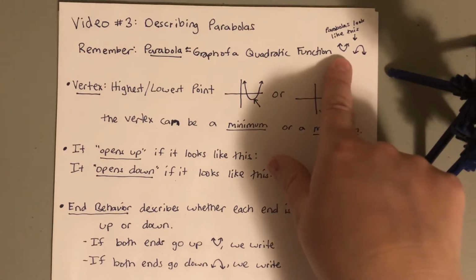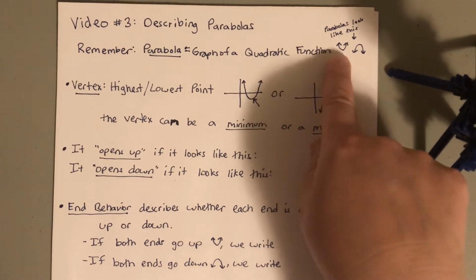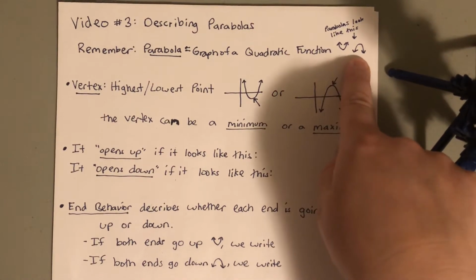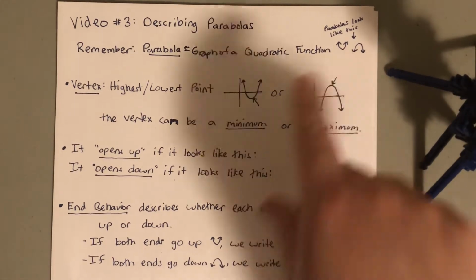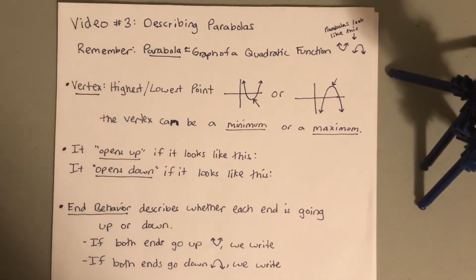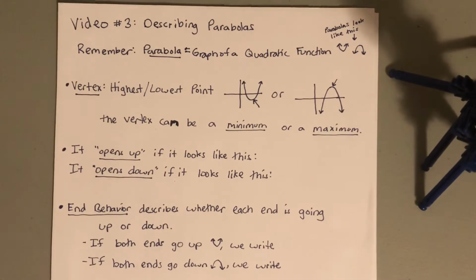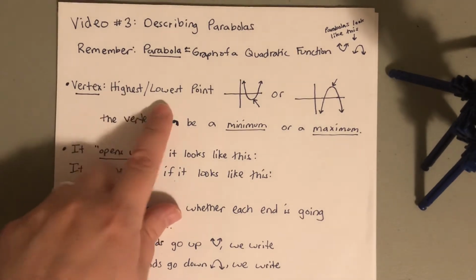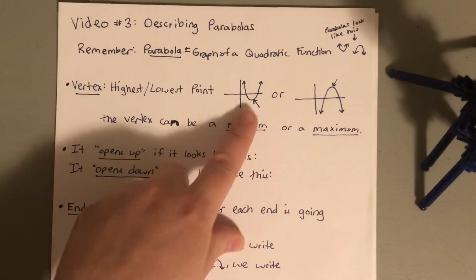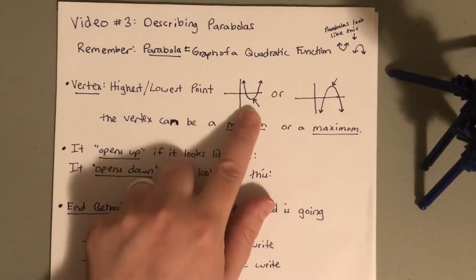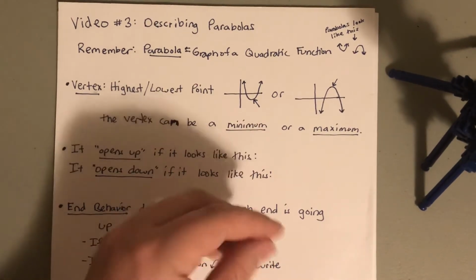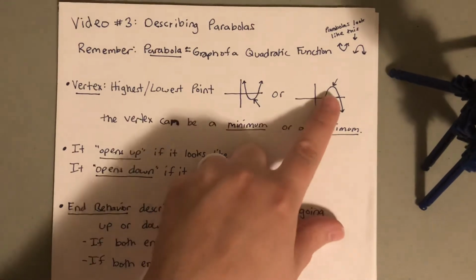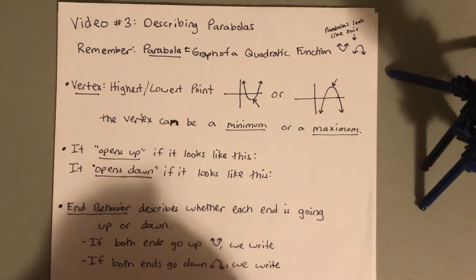They could either be a normal U-shape, or they could be upside down like this. But either way, both of the ends are either both going up or both going down. Now the first key word when we describe parabolas is the vertex. The vertex is the highest or lowest point. So it's either down here or up here. If it's down here, we call the vertex a minimum because it's the lowest point. If it's up here, we call it a maximum because it's the highest point.